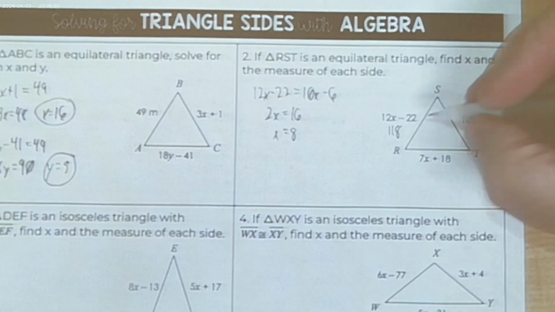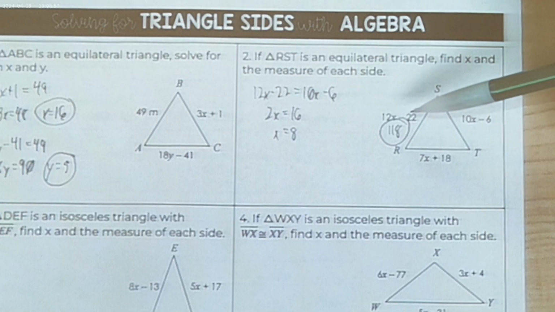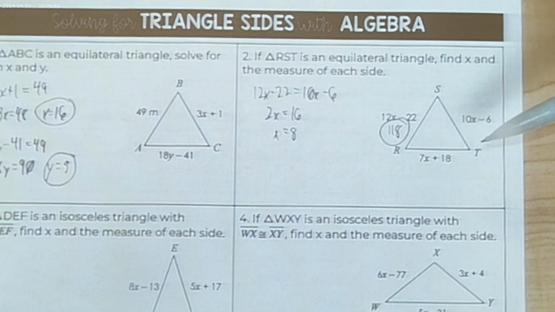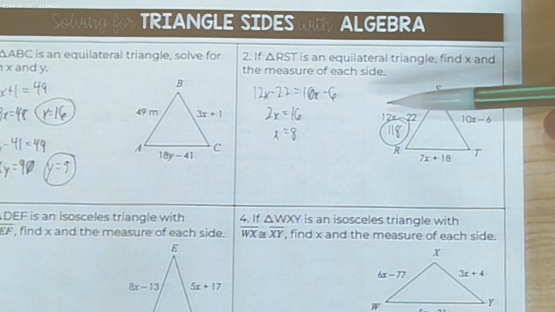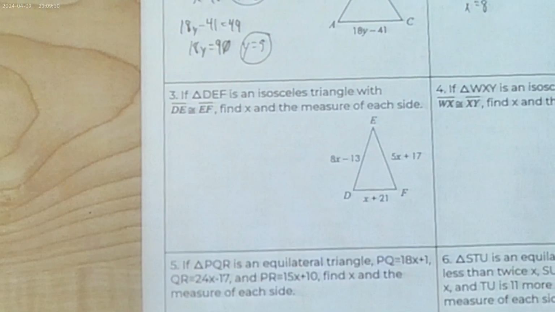And that's it. I don't have to go through each one of them. I just put 8 into 12x minus 22 and got 118. Why don't I have to check the other two? Because it's an equilateral triangle. All three of the sides are equal. I solved one, I solved all three of them. So that's your answer, 118.